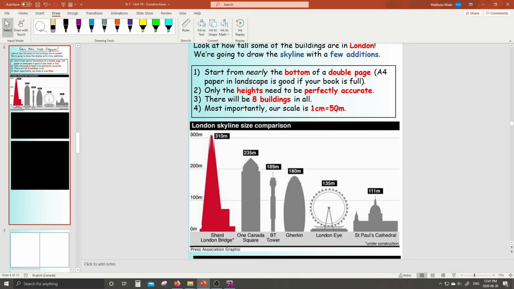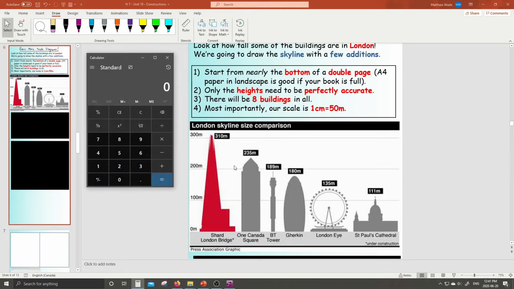So here we go. I'll do the first one with you, for you, and the rest you're all on your own. So 310 meters, step 1, get it in centimeters. So here we go. 310 meters, check it out. 310, divide that then by 50, because the scale was 50, equals 6.2.